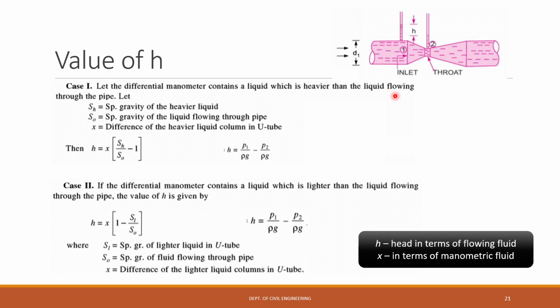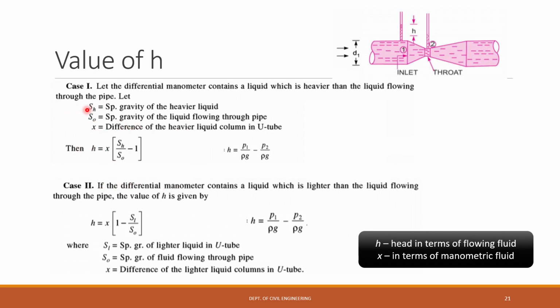Suppose I give you an example. Water is flowing through the pipe, and inside the manometer you have mercury. Mercury is heavier than water. That means it is case 1. The manometer contains a heavier fluid. If that is the case, you can use this equation: H is equal to x into (SH by SO minus 1). This equation can be used to find the H value. In the question, x will be given and you can find H using this expression.